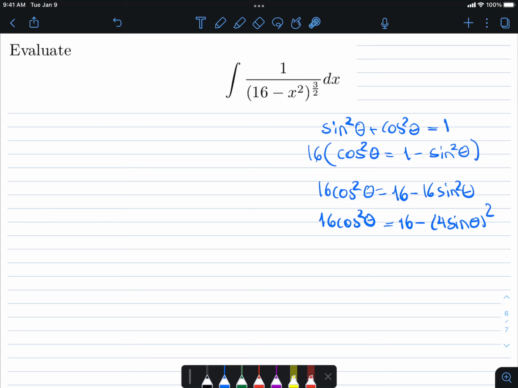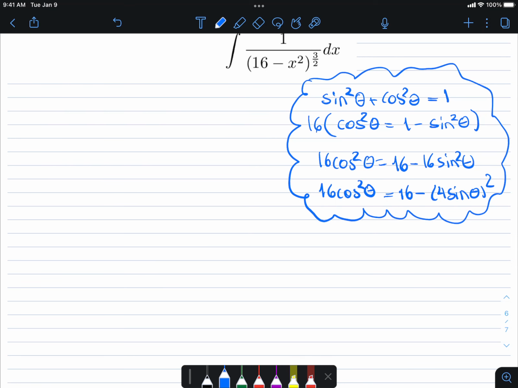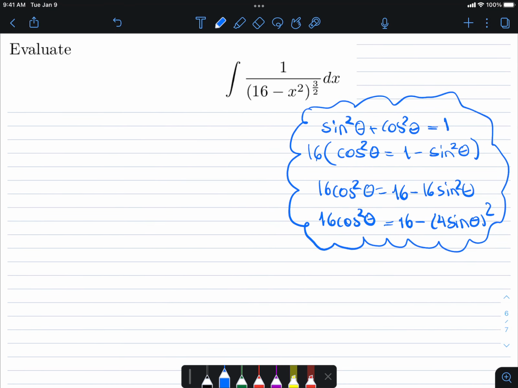So this is the trig substitution we want to make. We wish this were x, so we're going to make it happen. Just as a reminder, you don't have to write any of this, but it's a way to think about what you need to do. In fact, the only thing you need to write when you're solving this kind of problem is the substitution you're making. So you're making x equal to 4 sine of theta, where theta is some variable.